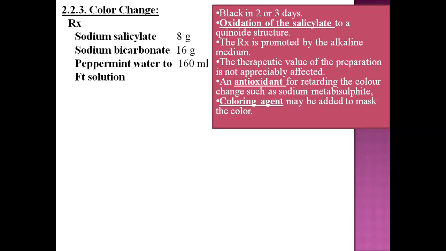Okay. One of two options is available. The first is the addition of an antioxidant to prevent the oxidation of salicylate, such as sodium metabisulfite. Metabisulfites are the most famous antioxidants in the pharmaceutical industry. Another option, which is not the best, is the addition of a coloring agent to mask the blood color. However, this is not the best option. The easiest and most suitable option is the addition of an antioxidant.